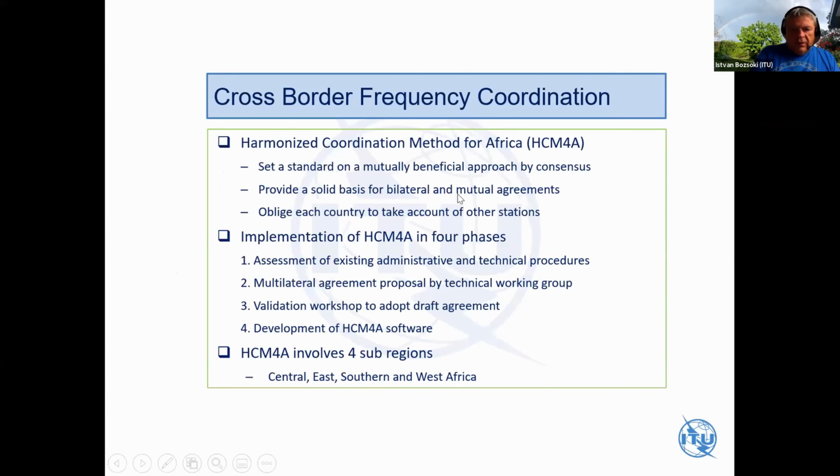Cross-border frequency coordination, we have a special activity, especially now in Africa, the harmonized coordination method for Africa, which is to set a standard and a mutually beneficial approach by consensus, provide a solid basis for bilateral and multilateral agreement, and oblige each country to take account of other stations. This is normal because you cannot work if you have interference, but you cannot cause interference.